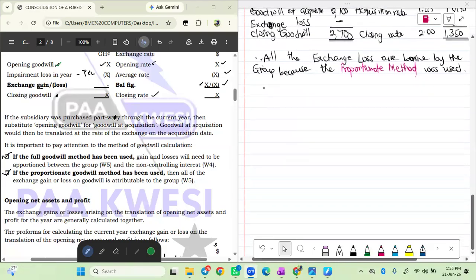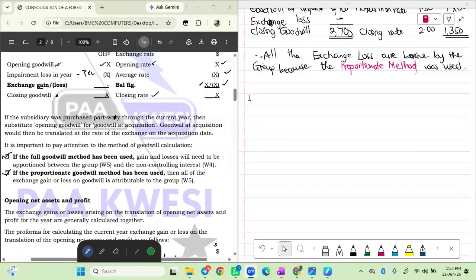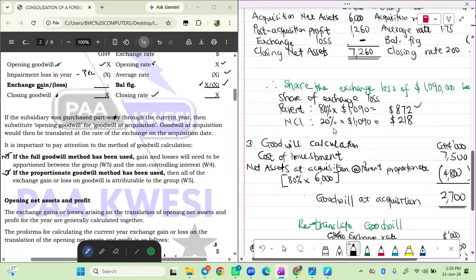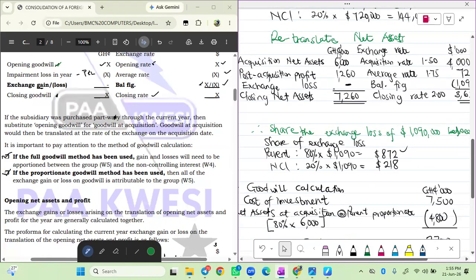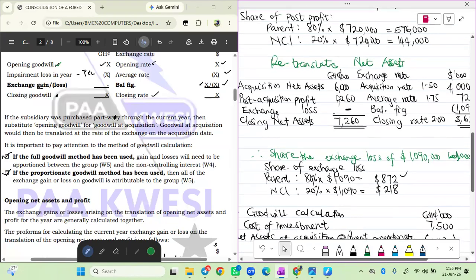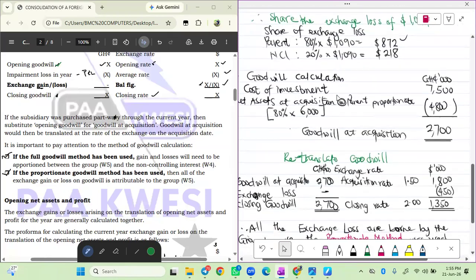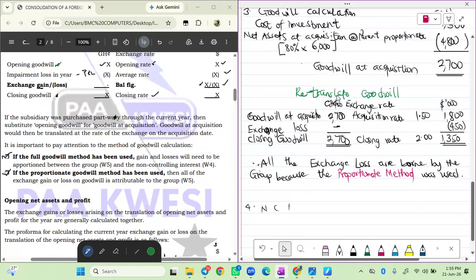All right. So we will determine our NCI. We move on to workings 4, our non-controlling interest. Now, we have exchange loss that must be added to NCI's figure, 218, when we share the loss after retranslating the net asset of the subsidiary. But remember, we are using the proportionate method, and we have the easiest way of determining that figure.